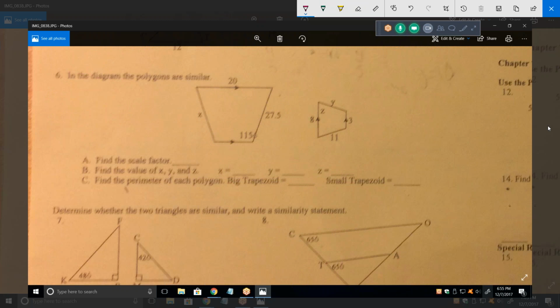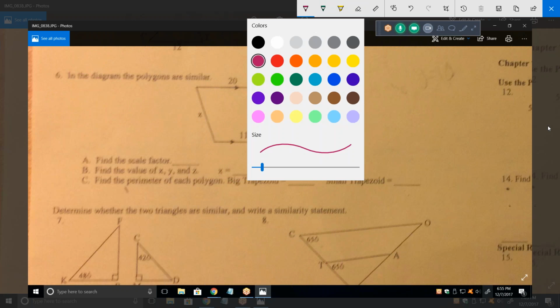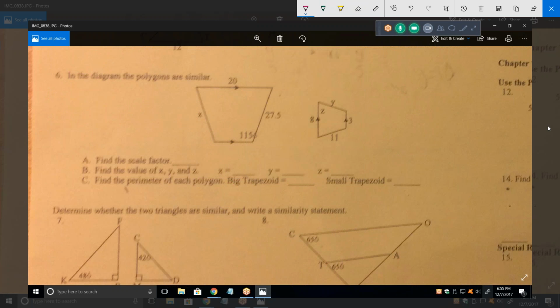I even like their questioning down here. Find the scale factor. That's always the first thing you try to do. Now you can only find it if they give you two measurements of two corresponding sides. And they did. They gave us the biggest side of the trapezoid and the biggest side of that trapezoid. So that's our scale factor, 20 to 8. And you could simplify that to 5 to 2.